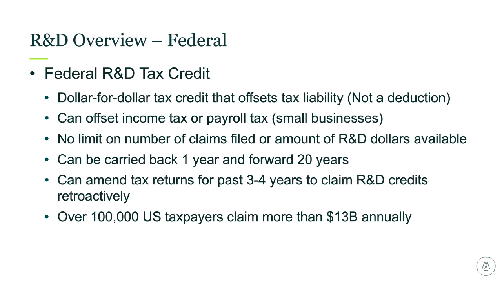You can amend tax returns for the past 3 to 4 years to claim R&D credits retroactively. This will provide a refund of taxes previously paid. Over 100,000 U.S. taxpayers are claiming more than $13 billion a year in R&D tax credits. And again, there's no limit on that amount. The R&D credit can be claimed by multiple industries, including but not limited to oil and gas, manufacturing, aerospace, software, construction, architecture, engineering, food and agriculture, technology, and life sciences. And that's only a partial list.